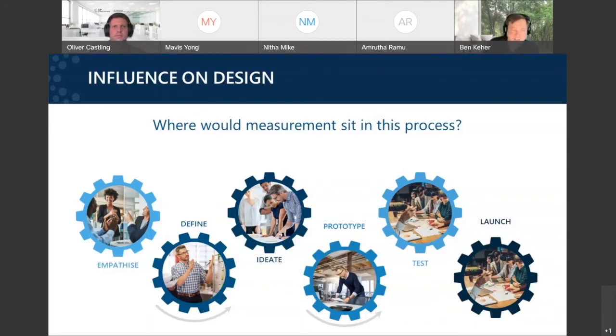Which stage here, just type in the chat, would you say that the measurement mapping process would come in?